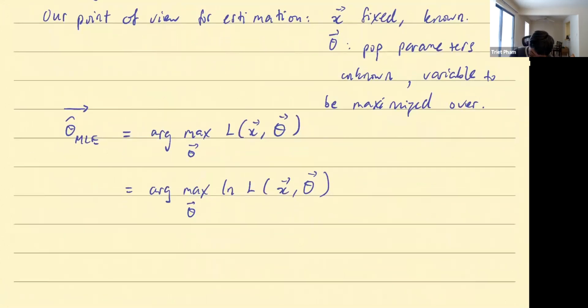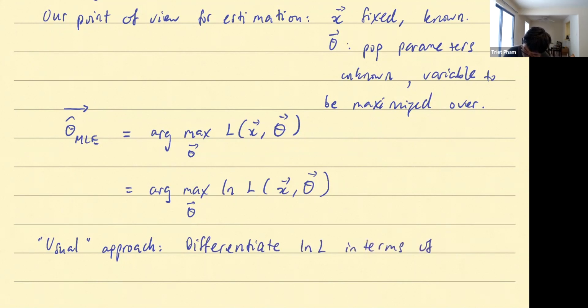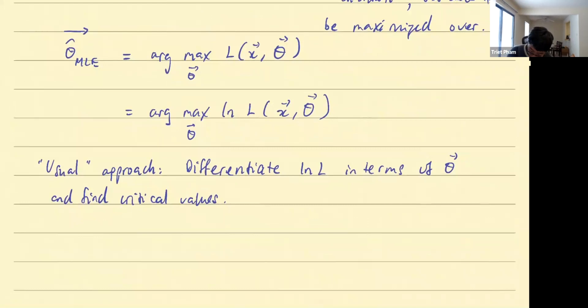So the usual approach is to differentiate the log likelihood in terms of theta and find critical values. Okay. Now, let me say this: caution or pitfall.